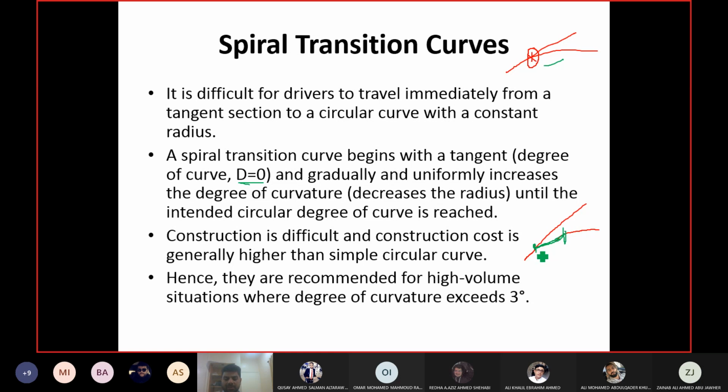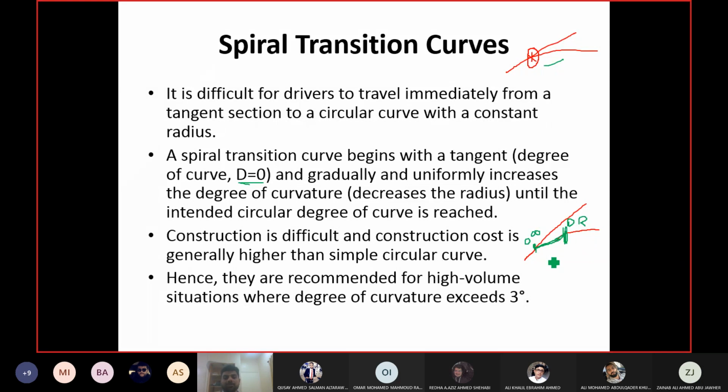So a spiral curve starts with a degree of curvature 0, or R equals infinity, then it will gradually increase the degree of the curve, or in other words, it will gradually decrease the radius from infinity till it reaches the curve. Here the degree of the curve is 0, and here the degree of the curve is equal to the degree which you require for the circular curve. So here R is equal to infinity, and here R is equal to the radius of the circular curve.